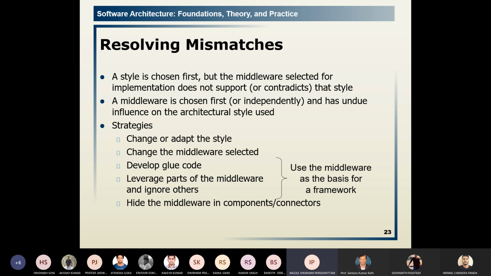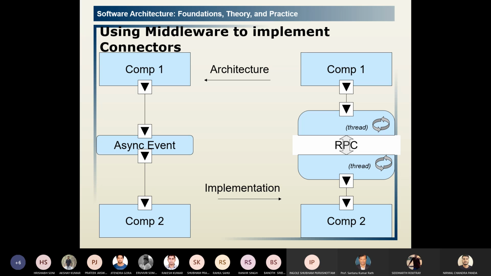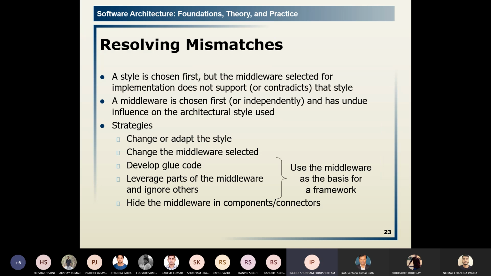And the last one is hide the middleware in components and connectors. We will see an example of this, to resolve the mismatches between the style and the middleware. Here we are using middleware to implement a connector.